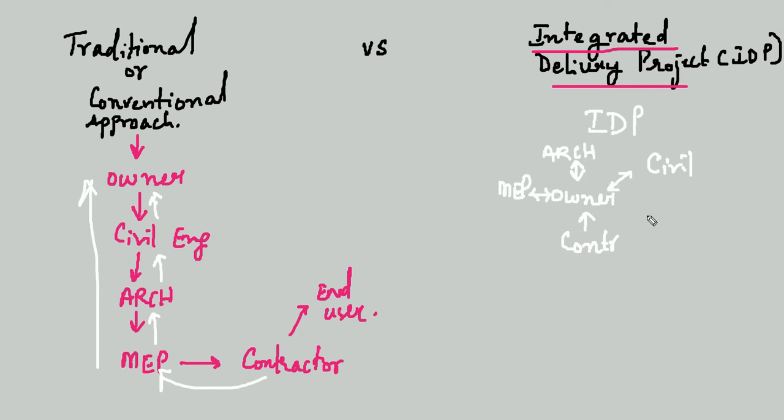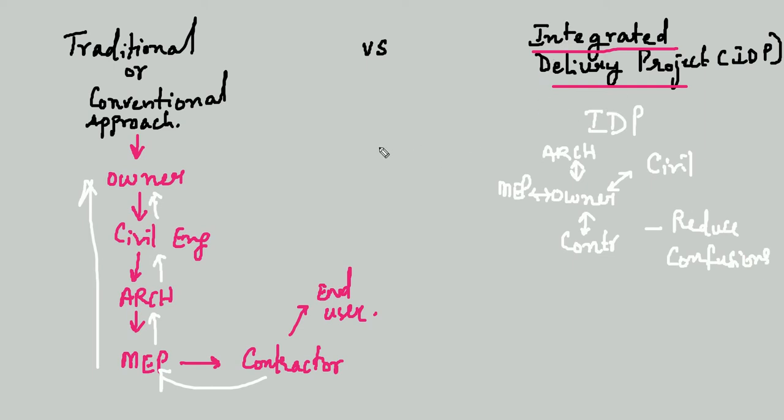Why do they do this? Because this will actually reduce time and confusion. This is the main aim of this approach. That is the meaning of integrated delivery project.